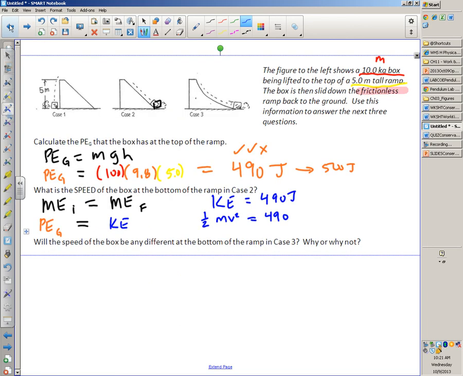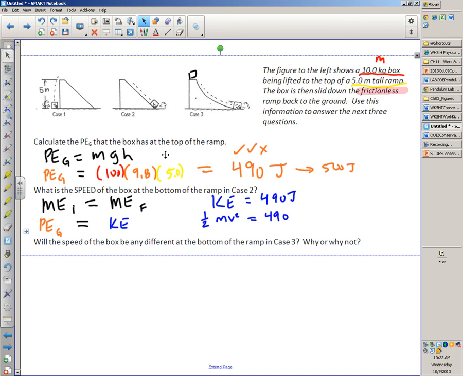Question number 3, we don't have to do any calculations to answer. It says, will the speed of the box be any different at the bottom of the ramp in case 3? So, in this case, the box starts from up here and it slides down the ramp, but the ramp is different. Will that affect how fast that box is going at the bottom? No, because it's frictionless, okay?